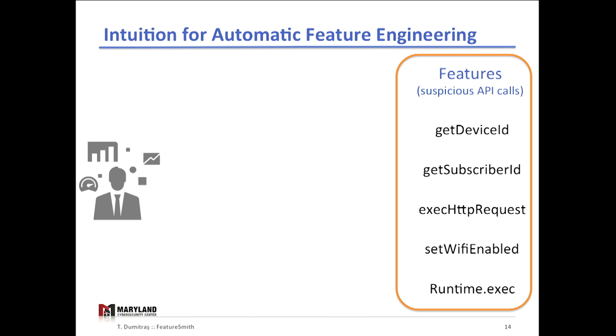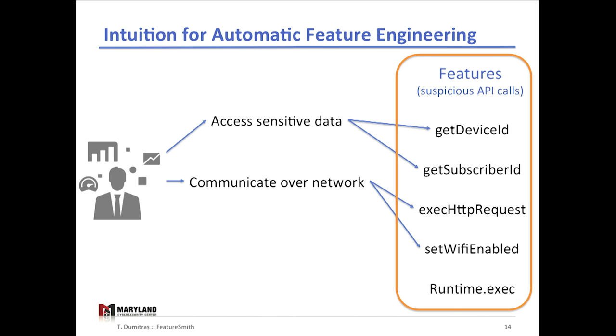So to give you an intuition for how we might be able to do this, let's take a look at how the researchers themselves describe the feature engineering process. So these papers typically have a section where the researchers would say, we look for API calls such as get device ID or get subscriber ID because these allow accessing sensitive data. We similarly look for other API calls that allow communication over the network and API calls that allow executing external commands. So notice that the things that I have here on the left are concrete features that we can extract from an Android app using static and dynamic analysis tools.